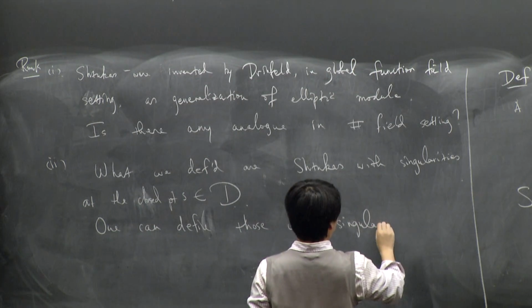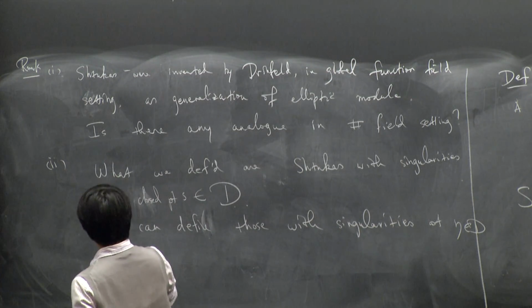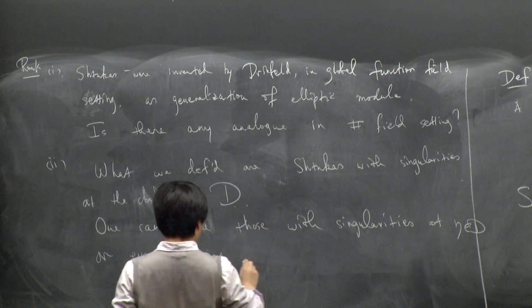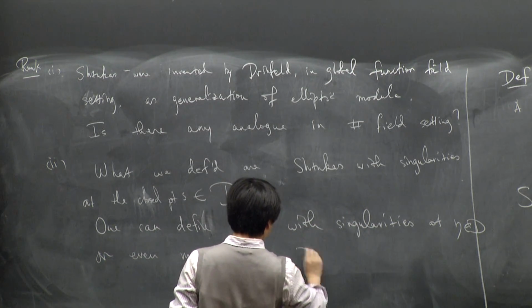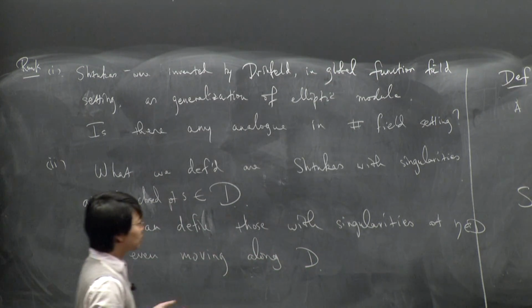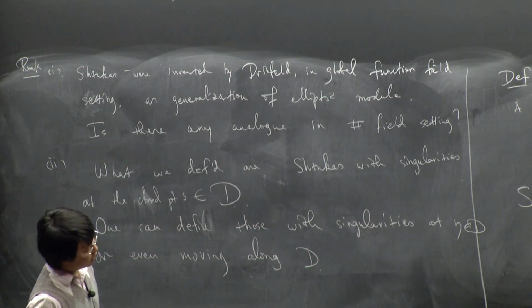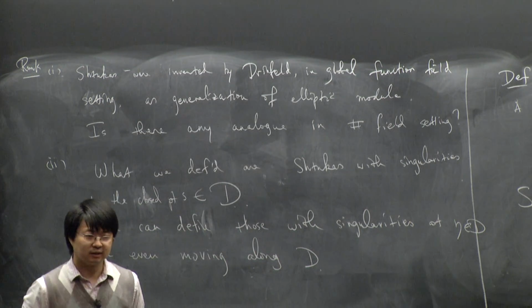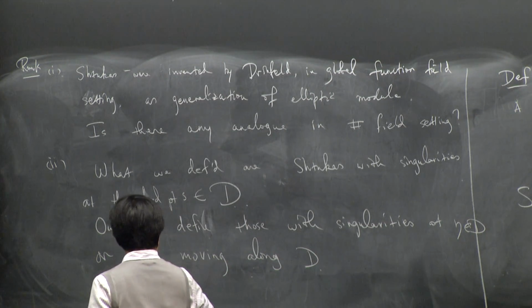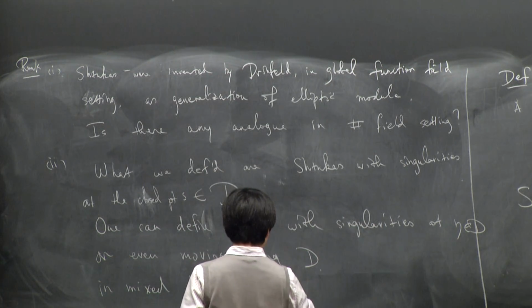singularities at the generic point of D, or even moving along D. I mean, the last one, I think there's a definition, even now, even in mixed characteristic, and this is closely related to the mixed characteristic. This is closely related to the so-called Breuil-Kisin module.